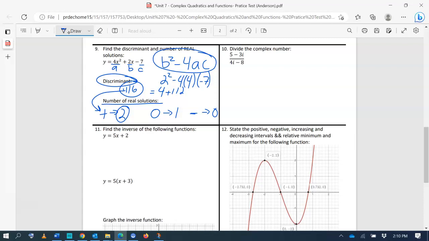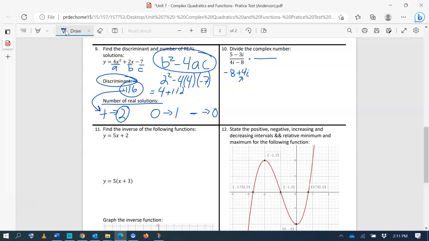Divide the complex number. So we need to look at our denominator. Make sure it is written in the correct way, which has our i second. So it should be negative 8 plus 4i. We should make that change first. And now we need to multiply by the conjugate, which is we change this sign to the opposite sign. So this was positive, so now it's going to be negative.